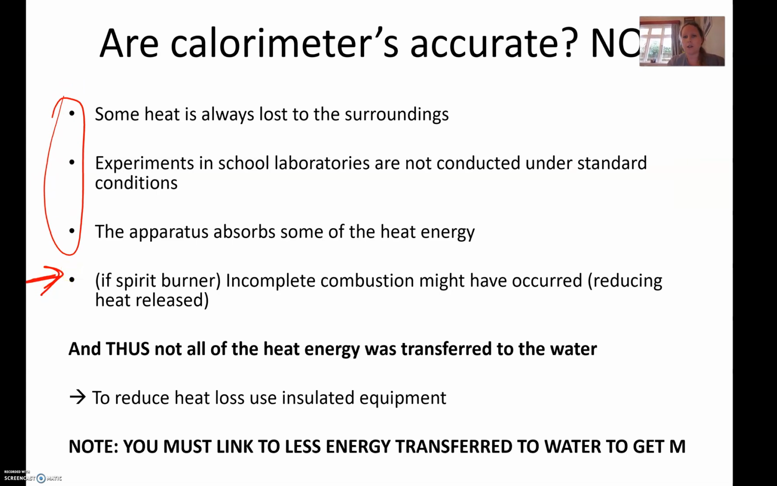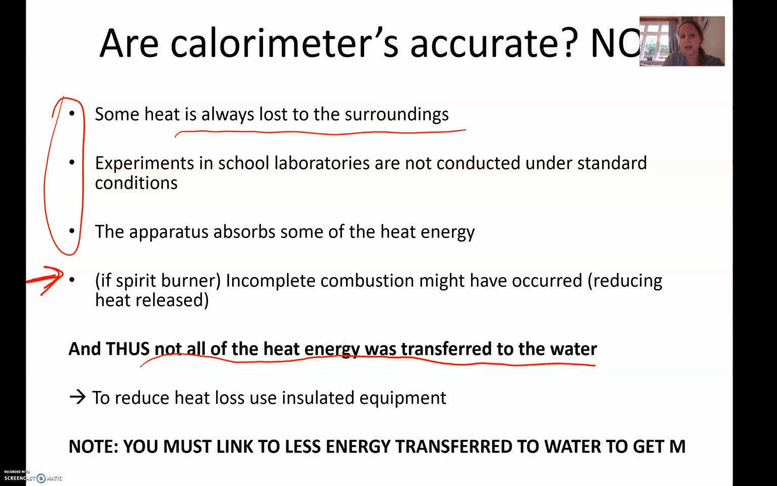So why might we not get the amount of energy we would expect being transferred to the water? The first point is the most logical. Some heat will always be lost to the surroundings, and we can't avoid that. It's just going to happen, because heat transfer happens. So we lose some heat to the surroundings, and therefore not all of the energy was transferred to the water. Now you'll see that I'm going to say a point and link it back to this, and thus not all the energy was transferred to the water.